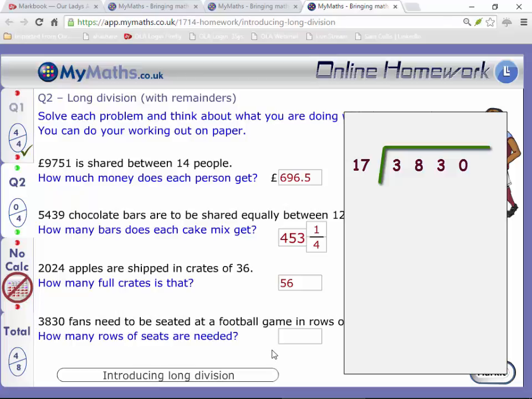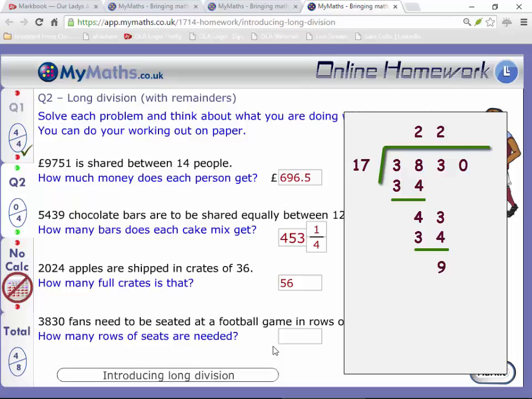17 won't go into 3, but 17 will go into 38. And if you know your 17 times tables, 17 times 2 is 34. So let's multiply 2 times 17 to get 34. 34 away from 38, take it away, leaves us with 4. Bring down the 3. Now 43 is not much different to 38, so I think 2 will go in again. 2 lots of 17 will give us another 34. And 34 from 43 leaves us with 9, which is less than 17, so that's right.